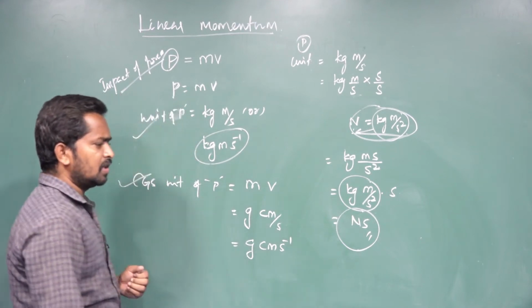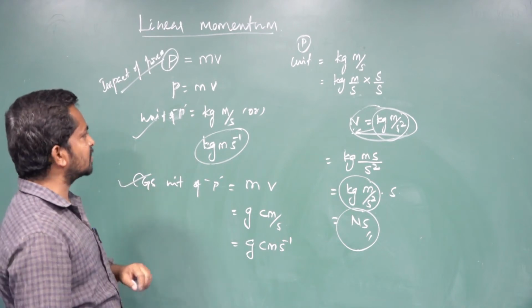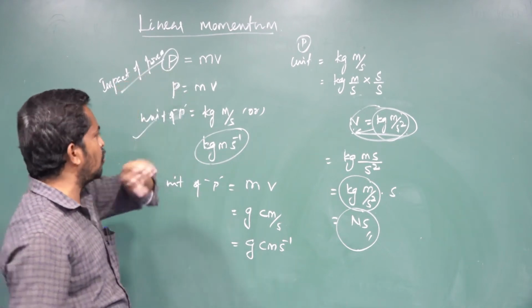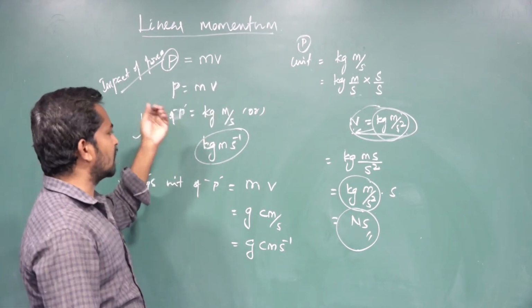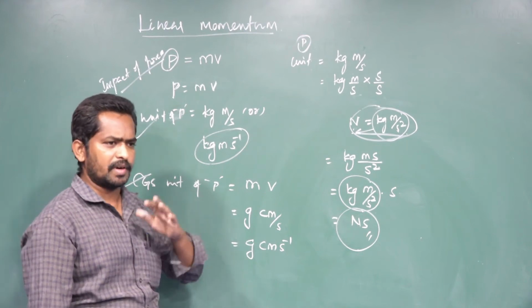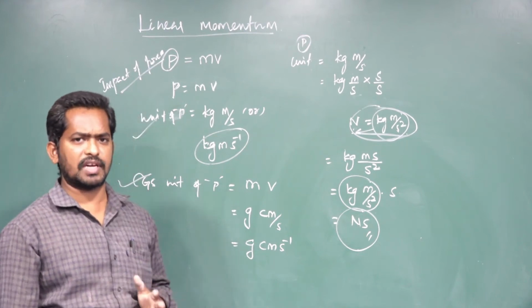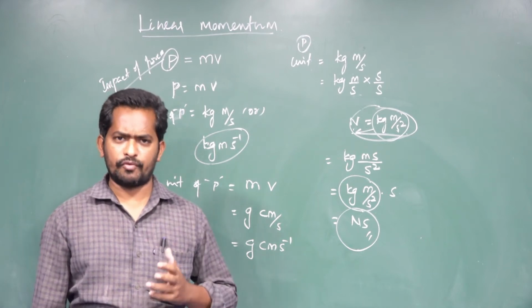Next, momentum is a vector quantity. The direction of momentum is along the direction of velocity, which is the most important point. Momentum is nothing but the product of mass and velocity. It is also called impact of force.